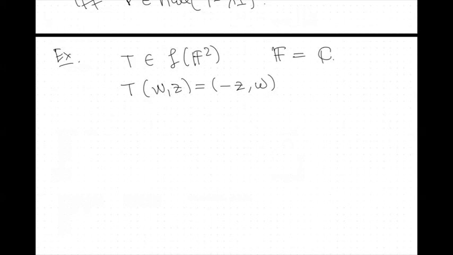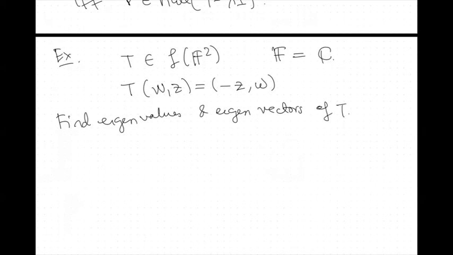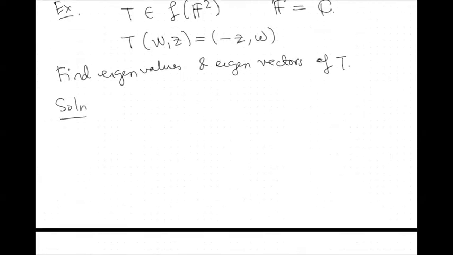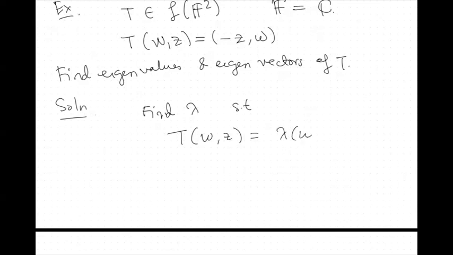The goal here is to find the eigenvalues and eigenvectors of T. Solution: we need to find a lambda such that T(w, z) is equal to lambda (w, z).